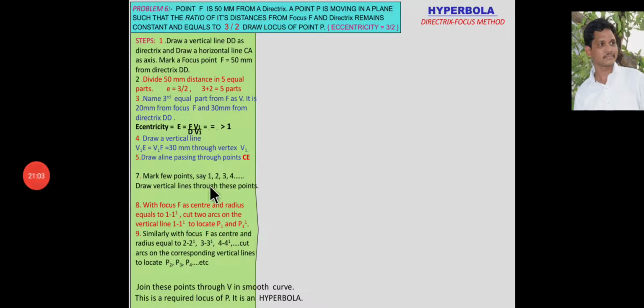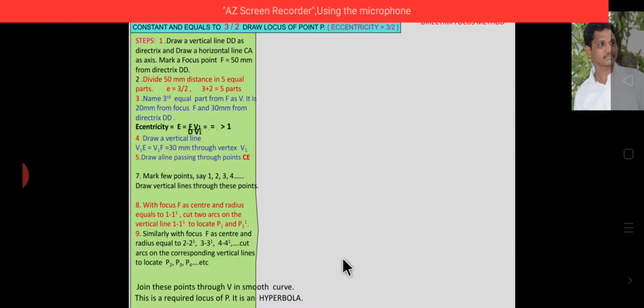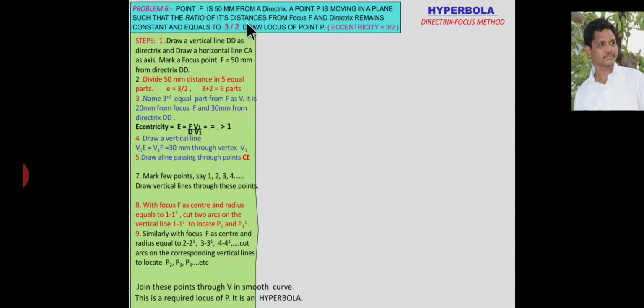Now these are the steps to construct the hyperbola by using the directrix and eccentricity method. The question is: point F is 50 mm from a directrix. A point P is moving in a plane such that the ratio of its distances from focus F and directrix remains constant and equal to 3/2. Draw the locus of point P. Here eccentricity is equal to 3/2, that means greater than 1. Greater than 1 means hyperbola. So you have to construct a hyperbola.